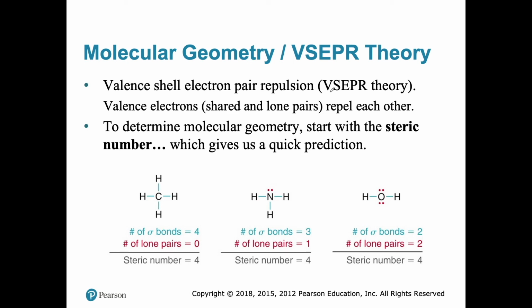And which one is the lone pair? The lone pair is the one that doesn't have a bond to it. It's a pair of electrons right here that doesn't have a bond to it. Yeah, lone pair of electrons. So electrons are either bonding electrons or they're lone pairs.